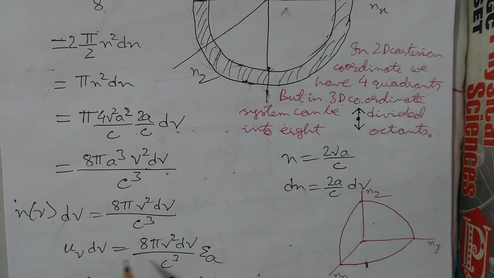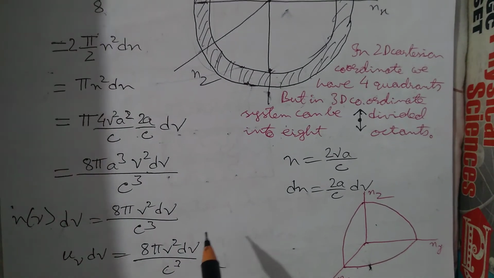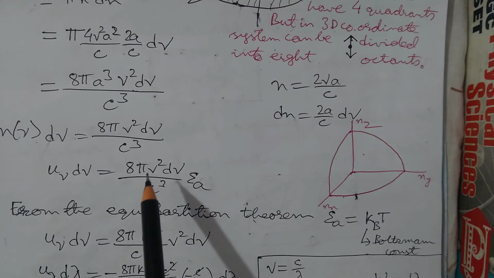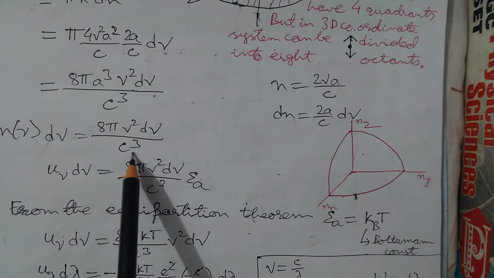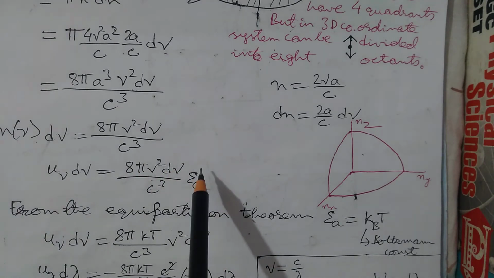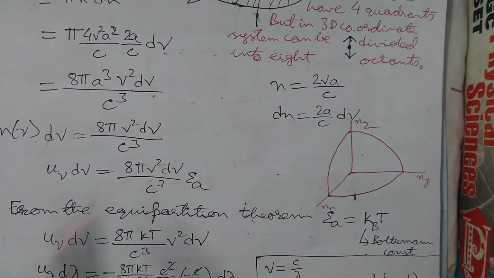So ultimately from here you get u(nu) equal to 8 pi nu square d nu epsilon by c cube. N(nu) is 8 pi nu square d nu by c cube. If you multiply it with epsilon, you get 8 pi nu square d nu by c cube into epsilon.